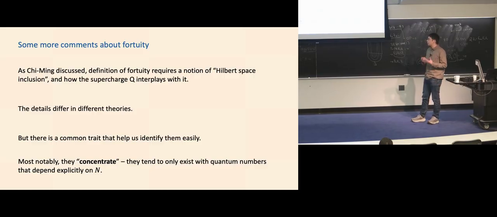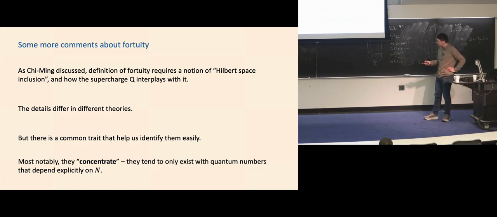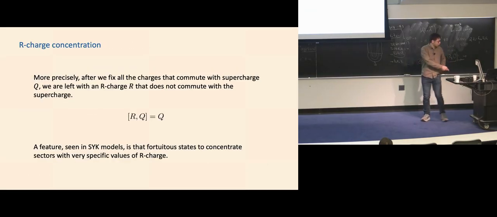But let me make some further comments about Fortuity: there is a common trait that often appears that helps us identify fortuitous states in various theories easily. Most notably, as was observed in many toy models, the fortuitous states concentrate, in the sense that they tend to only exist with quantum numbers that explicitly depend on N. Let me elaborate on that a little bit more, as that would be one of the features we're interested in this talk.